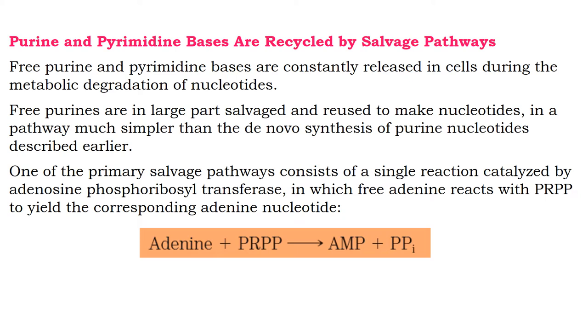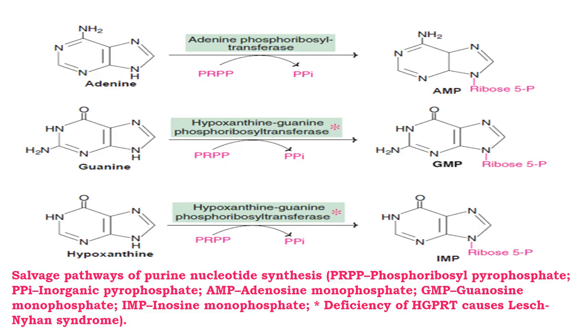One of the primary salvage pathways consists of a single reaction catalyzed by adenine phosphoribosyl transferase. So what we will do with adenine and this PRPP, we are going to get AMP. It's a single step. So this is what is called the salvage pathway. As you can see here, it's adenine phosphoribosyl transferase. So this enzyme will transfer the phosphoribosyl group onto this adenine group. Thereby we are going to get AMP.